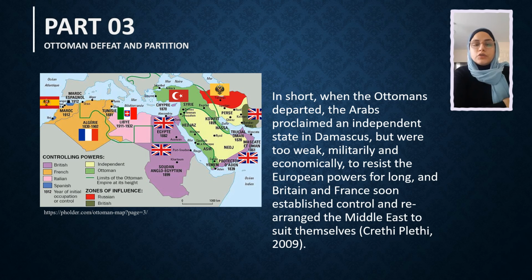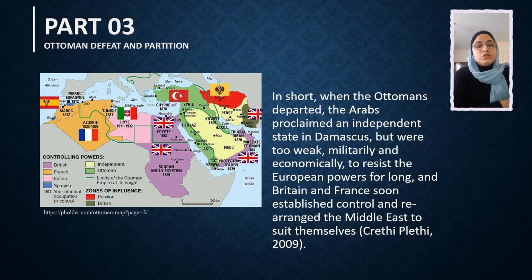So, part 3: Ottoman defeat and partition. In short, when the Ottomans departed, the Arabs proclaimed an independent state in Damascus, but were too weak militarily and economically to resist the European powers. So the British and the French, as I mentioned before, were much involved in the process of what became the Middle East today. For instance, Syria became a French protectorate. The Christian coastal areas were split off to become Lebanon, another French protectorate. Iraq and Palestine became British mandated areas.